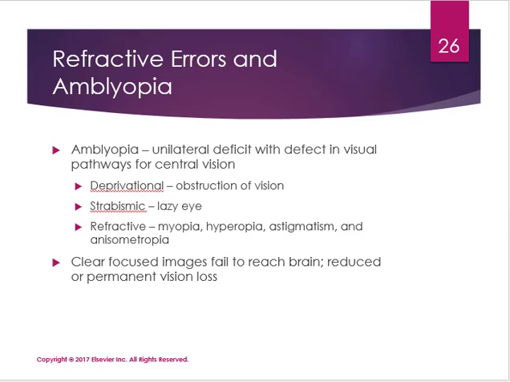Okay, so amblyopia is usually a unilateral deficit where there is a defective development of the visual pathways needed to attain central vision, and clear focused images fail to reach the brain and can result in a reduced or permanent loss of vision. The condition is labeled according to the structural problem that causes the poor vision. So we have the deprivational, which is obstruction of the vision, or the strabismic, which is a lazy eye, or refractive, which includes myopia, hyperopia, astigmatism, and anisometropia.